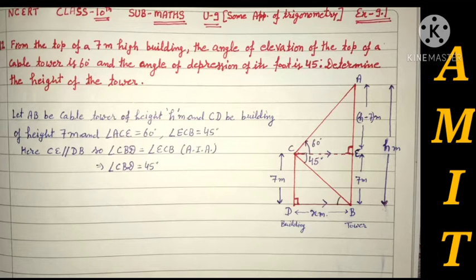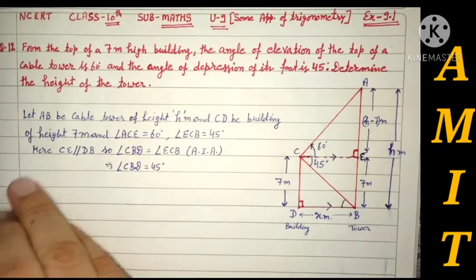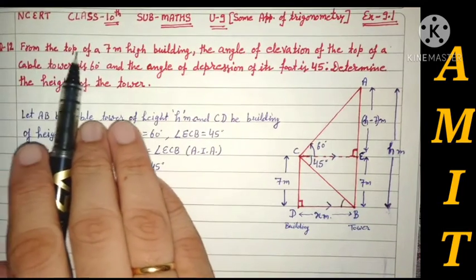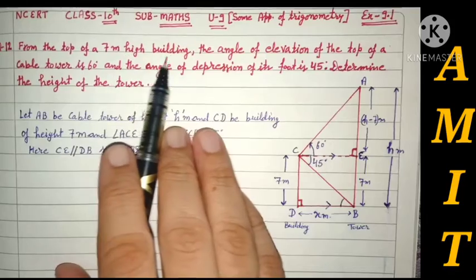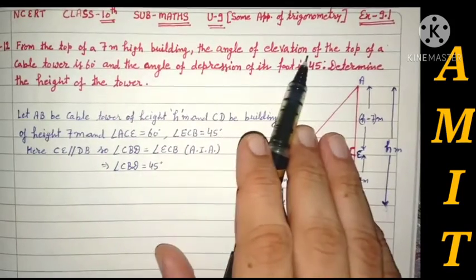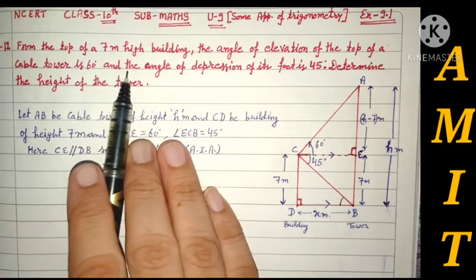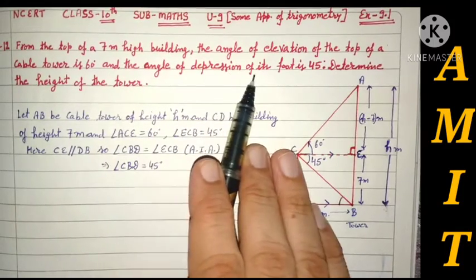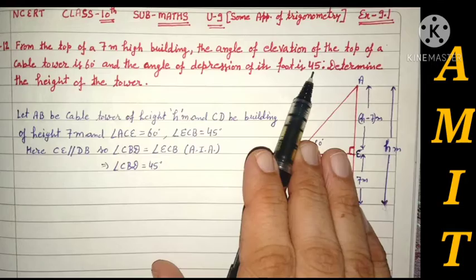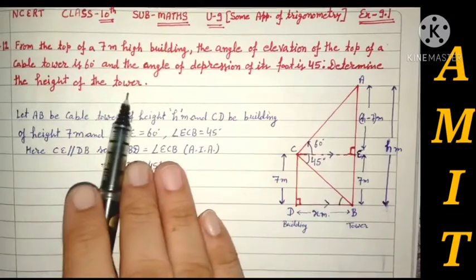9.1 question number 12. In this question we are given that from the top of a 7-meter high building, the angle of elevation of the top of a cable tower is 60 degrees and the angle of depression of its foot is 45 degrees. We need to determine the height of the tower.